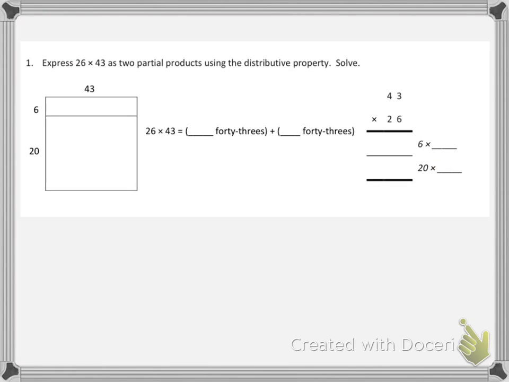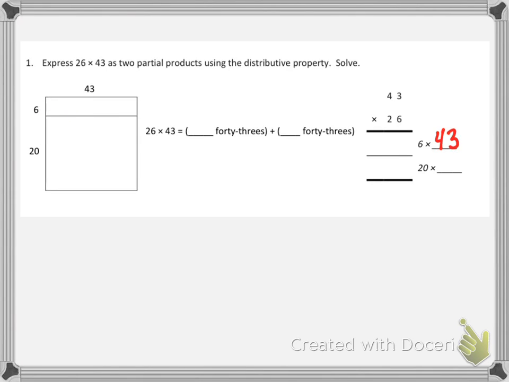Express 26 times 43 as 2 partial products using the distributive property and solve. All right, so what we have over here, we've got 6 times 43. Remember, we're putting the 1 on the top and the 10 on the bottom because we're trying to mimic this exact process over here. So let's try it. We have 6 times 43. And then over here, we have 6 times 43.